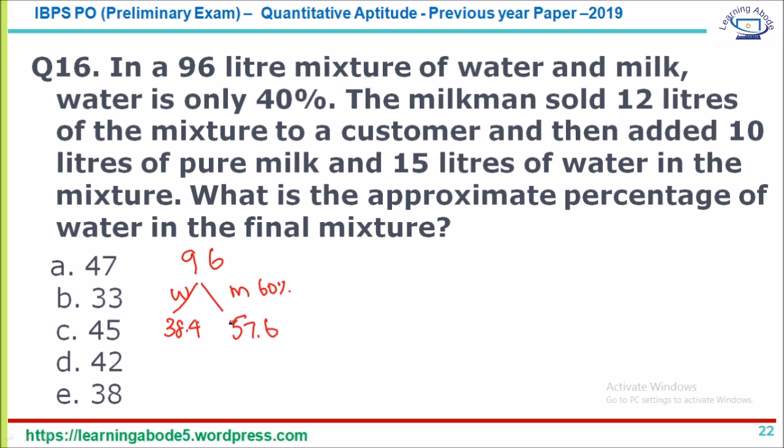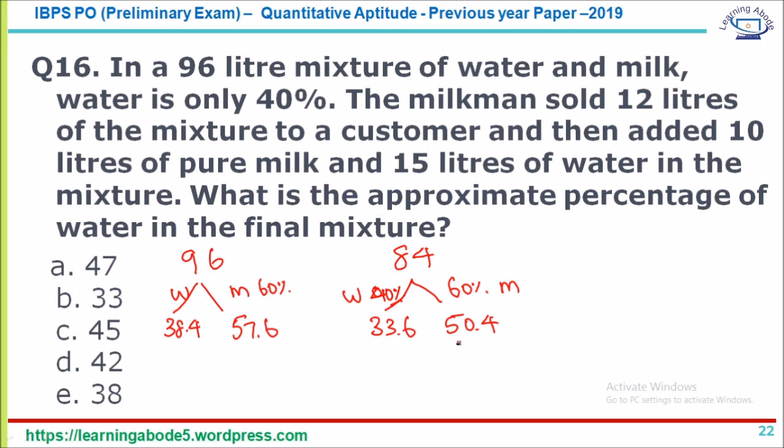Now the milkman sold 12 liters of the mixture to a customer, which means we are left with 84 liters. Now in this 84, the 40% is 33.6 and the 60% is 50.4. So in the remaining 84 liters, the mixture is 33.6 of water, and milk is 50.4 liters.